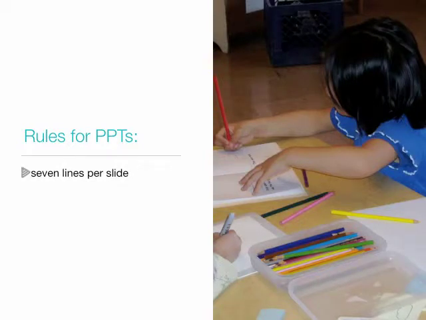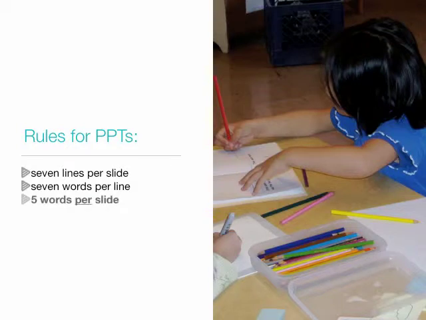Okay, now here are some rules for a PowerPoint. Some people say that you should only have 7 lines per slide and 7 words on those lines. That's not a lot of words. You know what other people say? Only 5 words per slide. That's what I try to aim for.